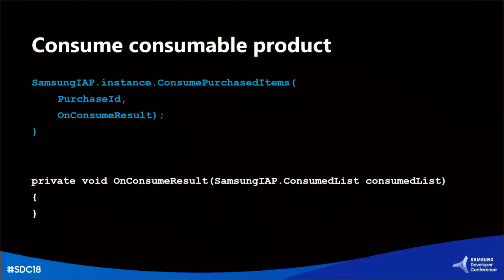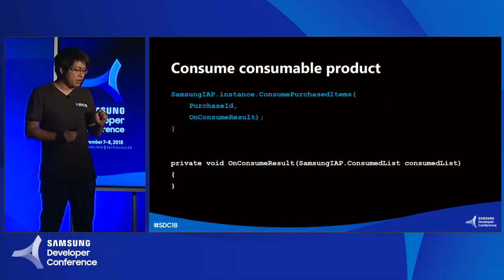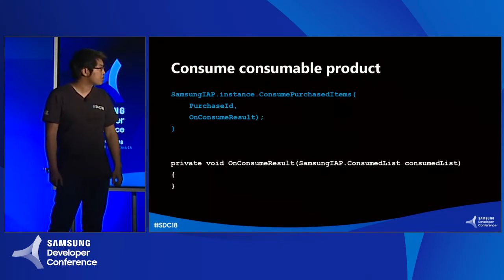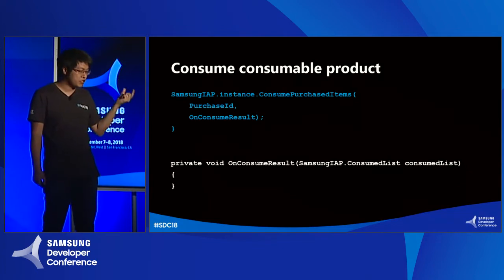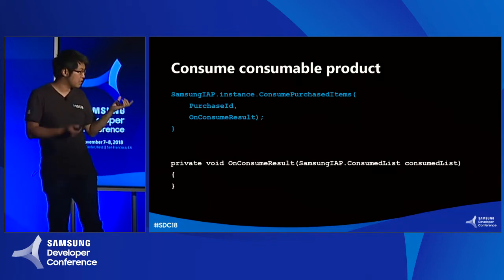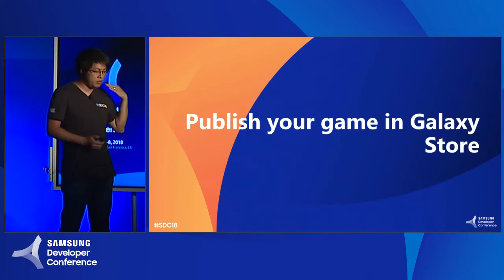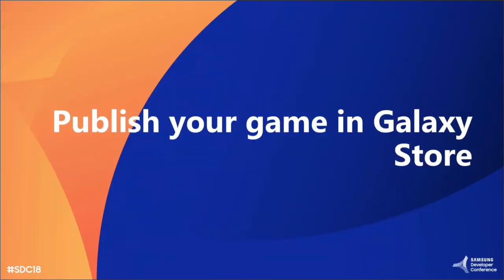Lastly, if you have something that's consumable, you want to consume it before the user can purchase it again. So don't forget this step. You can use that to consume the purchased items pretty easily, specify the purchase ID, and listen on the results. So with that, five steps, you should be able to publish a game in Galaxy Store.